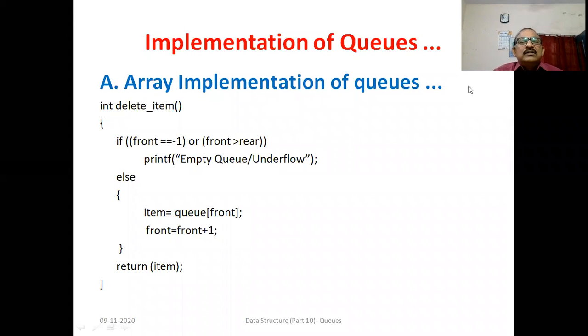Now you can see this is the delete item function. If front is equal to -1 or front is greater than rear, we simply write a message empty queue or underflow queue. Else we access the element, item is equal to q[front], and after this we increment the front pointer by 1, and next statement, return item.